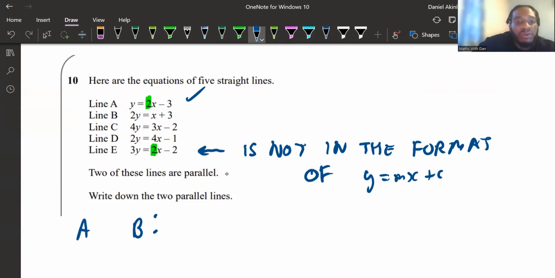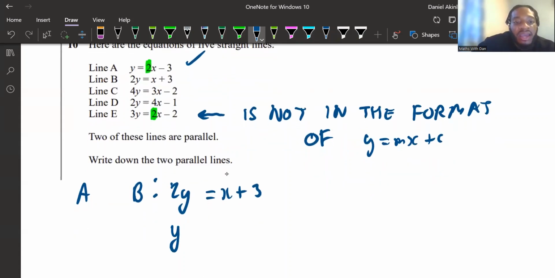Line B, for example, well, I can see that I've got a 2y here. So let me divide everything by 2. So 2y is equal to x plus 3. So I will need to do y equals 1/2 x plus 3 over 2. Does that make sense, guys? I've just divided everything by a 2 here.